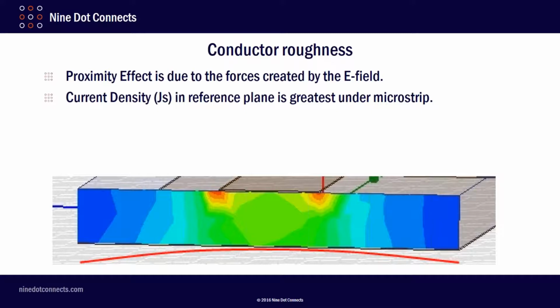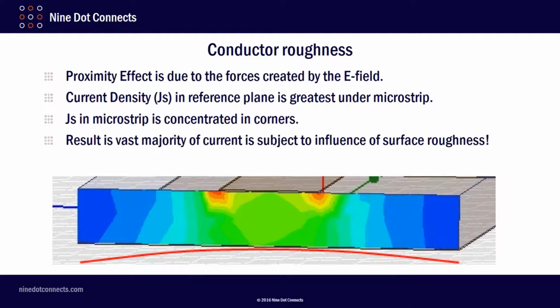Now, I want you to understand that the current density in the reference plane is also greatest right under the microstrip. So if you were to look at the charge distribution along this plane, you would see that it follows a tendency of this red line here, that the greatest charge density is right underneath the microstrip. And we already talked about the greatest concentration is in the corners of the microstrip. Therefore, the vast majority of your current is going to be subject to the influence of surface roughness.